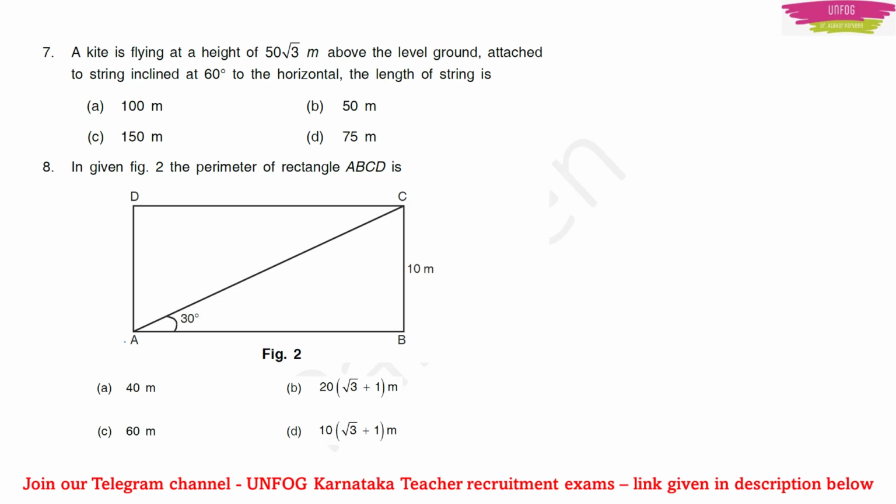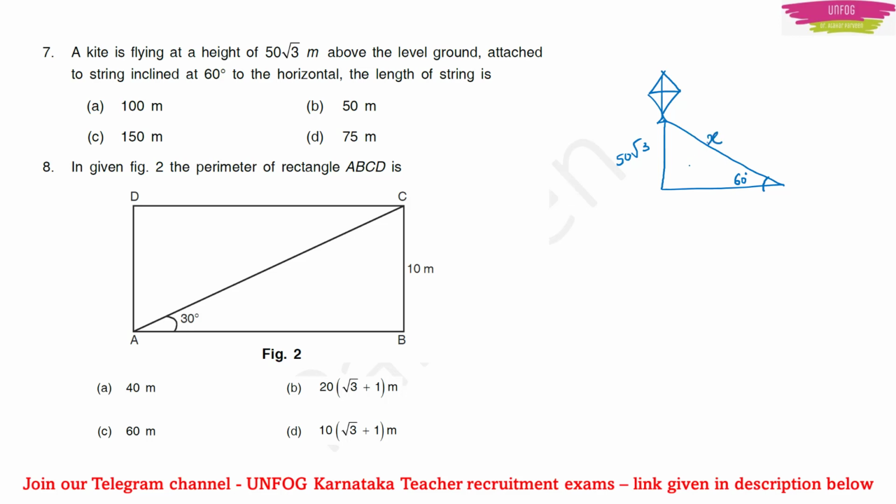Next question. A kite is flying at a height of 50 root 3 meter above the level ground, attached to a string inclined at 60 degree to the horizontal. The length of the string is. So you have a kite. This is the kite which is flying at a height of 50 root 3 meter above the ground level, attached to a string inclined like this at 60 degree. So you have to find the length of the string.